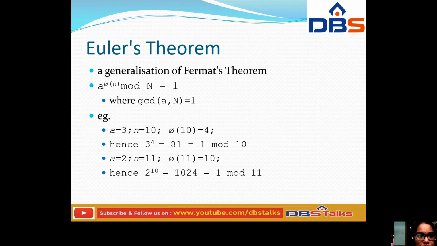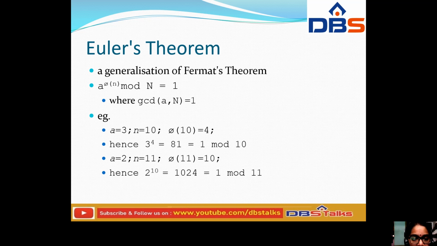See, this is about Euler's theorem. This is a generalization of Fermat's theorem. So this is the formula for that: a power phi of n, modulo n, is equal to 1, if the GCD of a comma n is 1. We have already seen how we are going to perform the GCD operation. If we take the example a is equal to 3, n is equal to 10, phi of 10 is equal to 4. Hence 3 power 4 is equal to 81, that is 1 modulo 10.